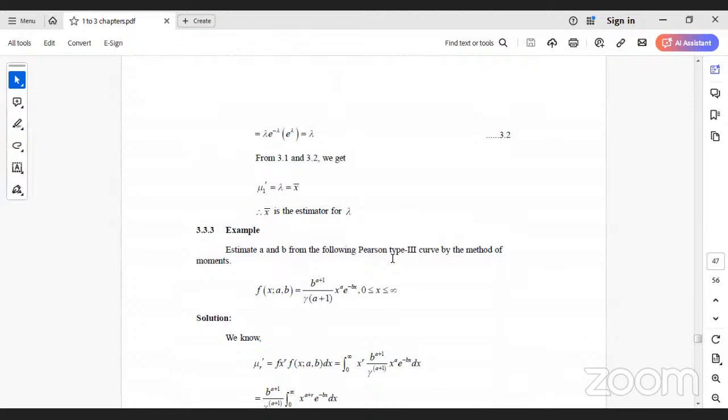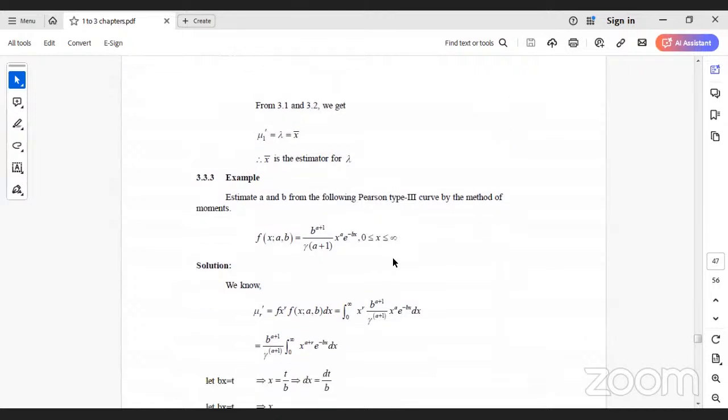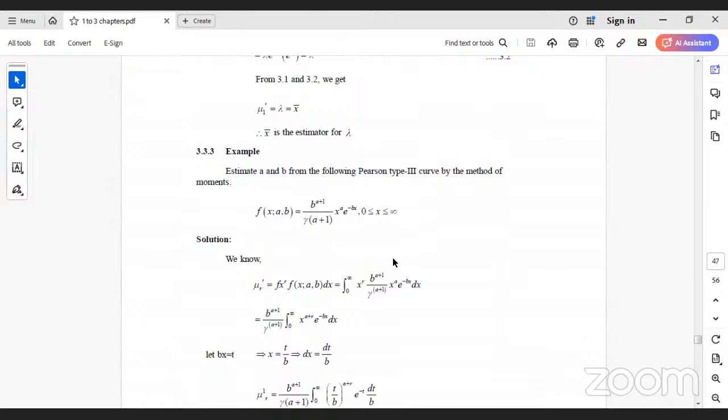Another example: estimate a and b from the following Pearson type 3 curve by the method of moments. f(x, a, b) = b^(a+1) by gamma(a+1) x^a e^(-bx), 0 < x < infinity. So we are taking another solution. We know that mu_r' = integration of x^r f(x) dx = integration from 0 to infinity of x^r b^(a+1) by gamma(a+1) x^a e^(-bx) dx.